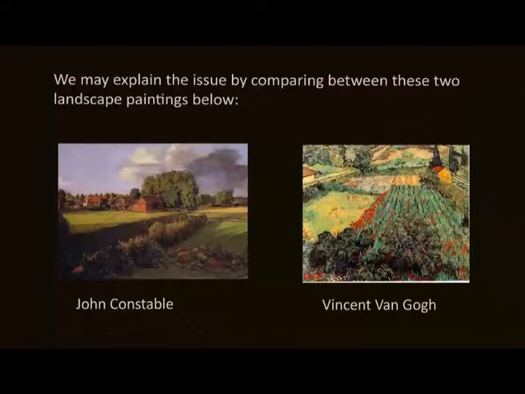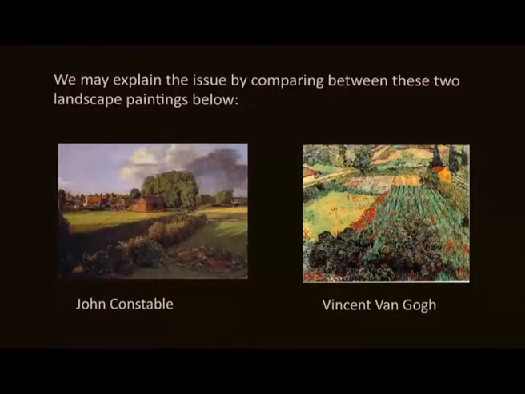So we have these two artists' works right now in front of us, one by John Constable, and next to it, in a similar kind of composition, is the one by Vincent van Gogh. We may explain the issue by comparing these two landscape paintings below. Now, certainly both Constable and van Gogh wanted to depict the visual reality as convincingly, as tangibly as possible. None of them actually wanted to distort the visual realism.